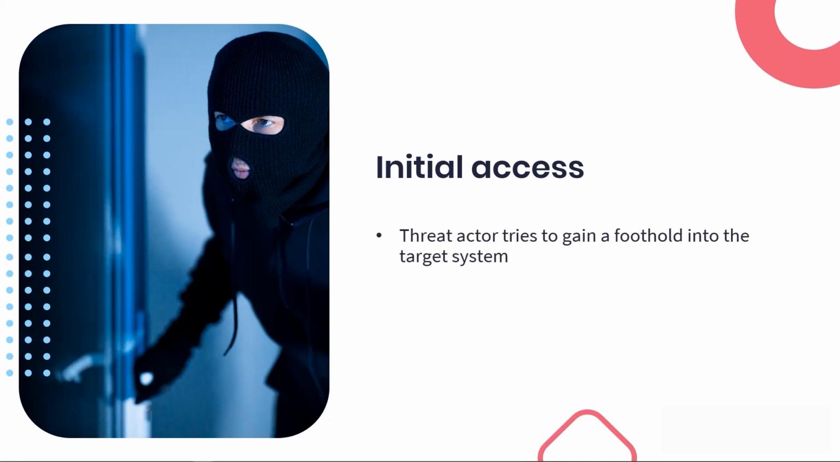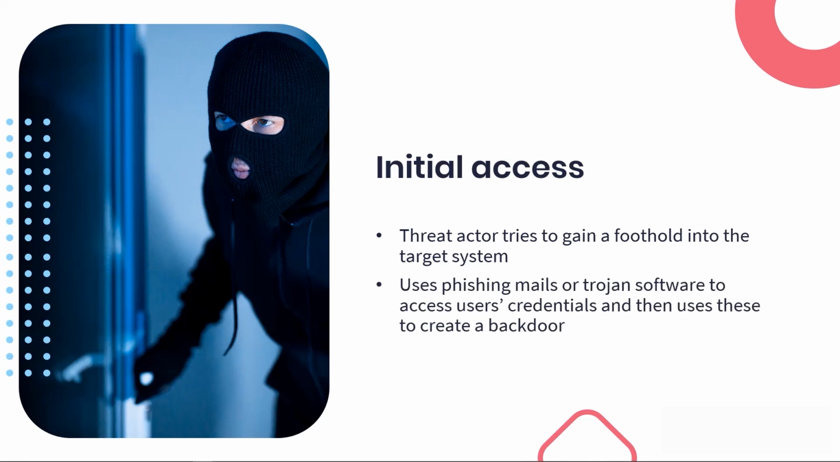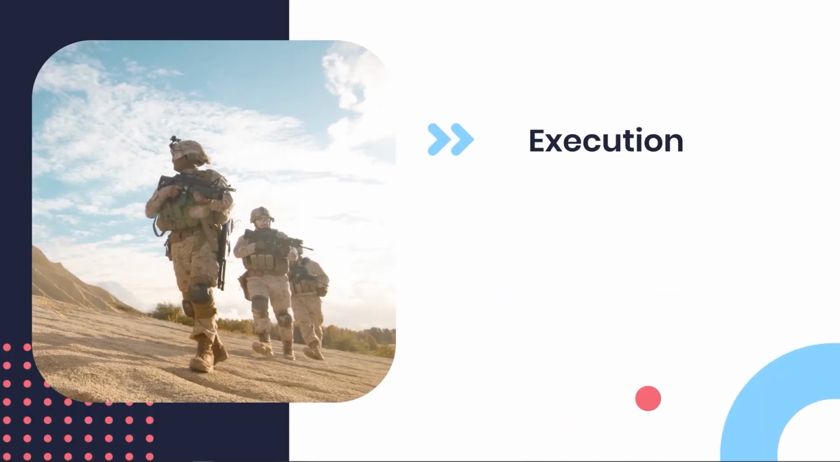The threat actor would have to try to exploit the vulnerable application running on the target system by using things like phishing mails or Trojan software to get access to registered users. The threat actor needs their login credentials to create a sort of backdoor to the system. If all the previous stages have been carried out properly, the execution stage is pretty easy.